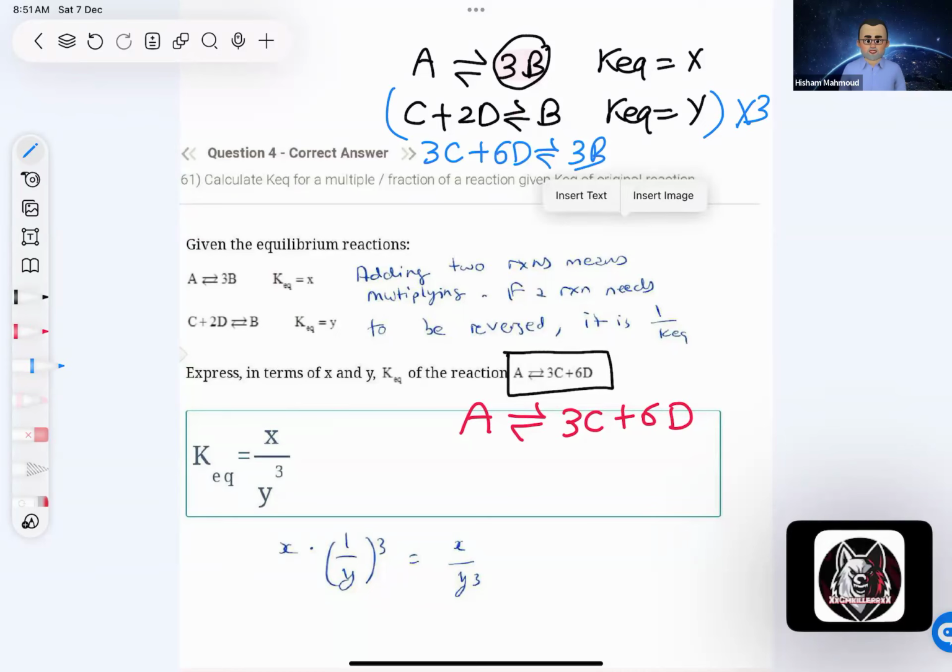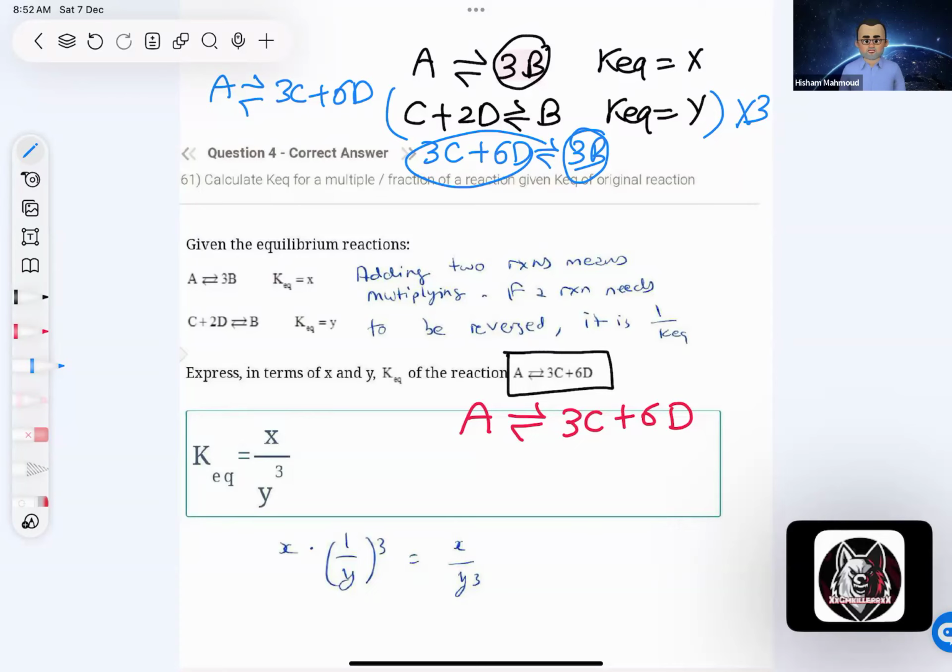So what do I need to do with this equation? I will move this and put this one instead. So that's A gives me 3C plus 6D. So I reach this equation. So I did two things, Mister. I added the two reactions together.